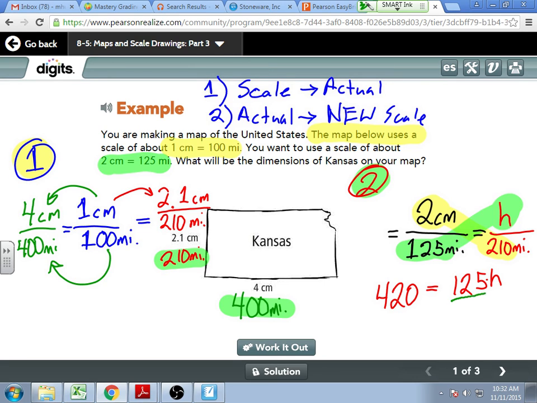Yeah, I divide on both sides. So be careful saying move, because we just have to do it on both sides. So then my height becomes 420 divided by 125, which is 3.36. And since it's centimeters, that's fine to leave it like that. So our height is now 3.36 centimeters.